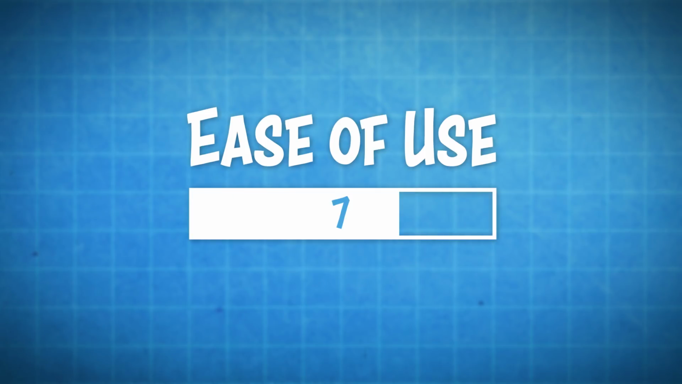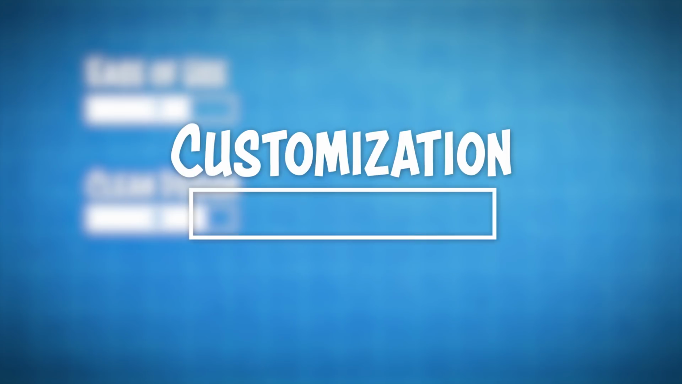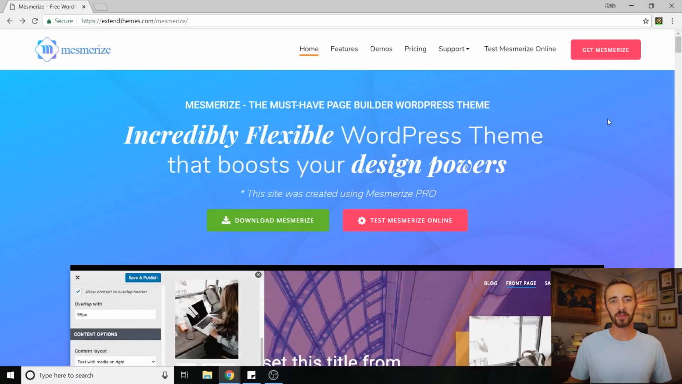So my rating for Mesmerize would be about a 7 on ease of use. I'd give it about an 8 for clean design. It may not be the cleanest, but it flows together really nicely. And for customization, I would say about an 8. You have a lot of options for customization, especially whenever you start with a preset. So as long as you're okay with the button color, this is a great theme to go with.